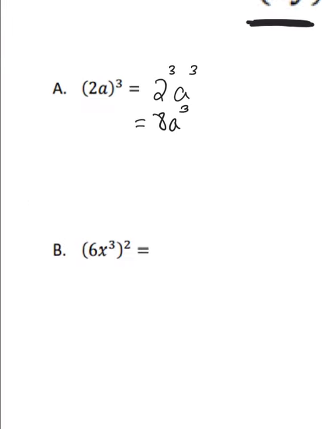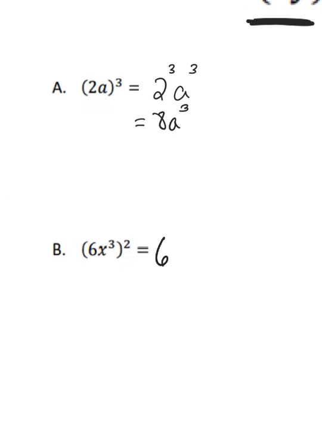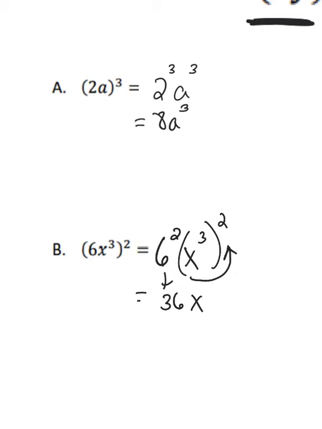For b, I have 6 to the second power, then x cubed raised to the second power. We're kind of breaking this off now into more than one rule because 6 squared is 36. Here we have the product rule, x raised to a power to a power. 3 times 2 is 6. 36x to the 6th power.